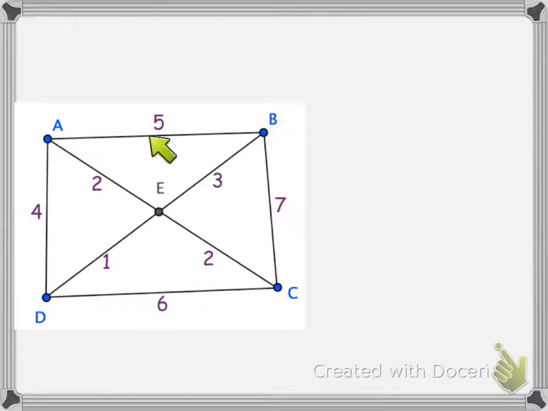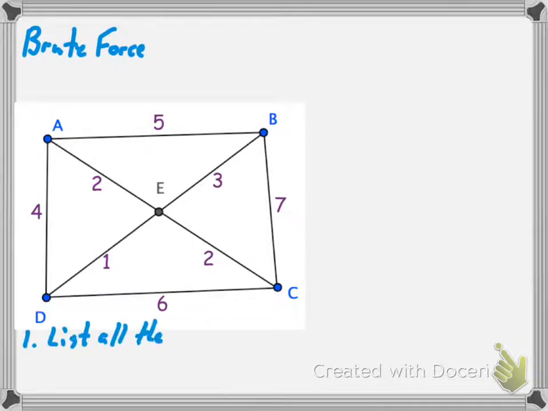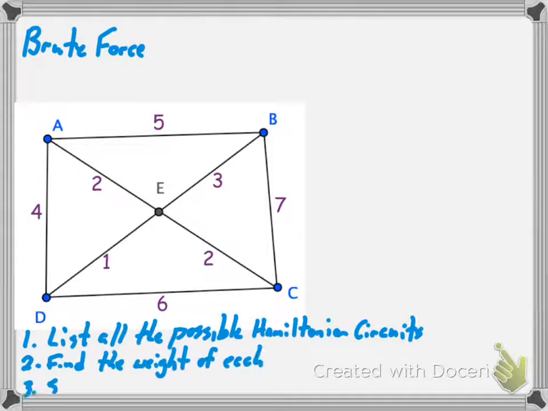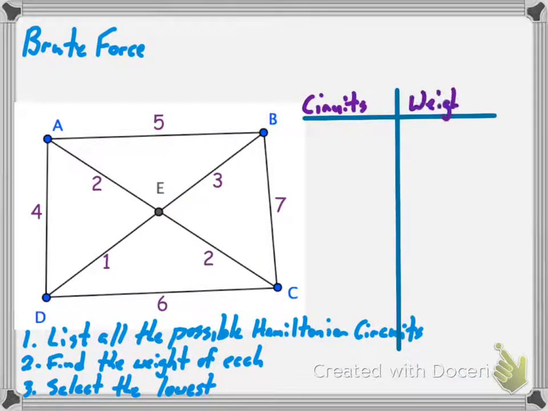And what this algorithm is going to tell us is the most efficient, or it could be, if this is distance, the shortest, or if these are costs, the lowest cost circuit in this graph. And this is known as the brute force algorithm. So here are the steps. 1, list all the possible Hamiltonian circuits. 2, find the weight of each circuit. And 3, select the lowest. So I'm going to make a little table with circuits and weights.